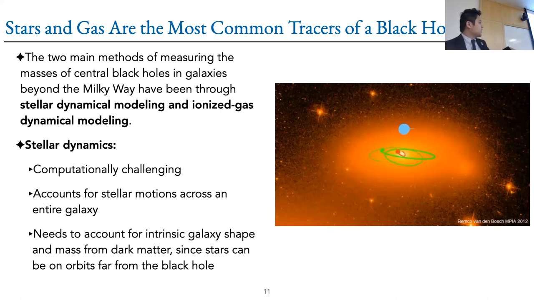Effectively, what you're doing is simulating the orbits of stars across this entire galaxy. And it's very computationally difficult. You have to account for stellar motions, not just near the center of the galaxy or near the black hole, where the black hole is dominant. You also have to account for an extended stellar mass distribution, because stars can explore radii that are far from the black hole. And you also need to worry about a dark matter halo. You also have to worry about the intrinsic three-dimensional shape of this galaxy. All of these factors have to come into consideration to get an accurate black hole mass.